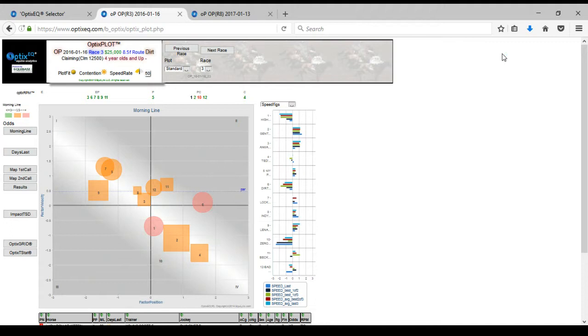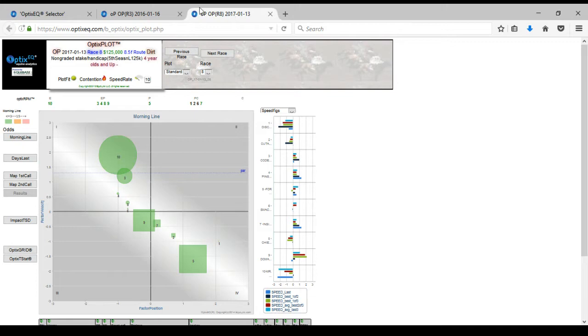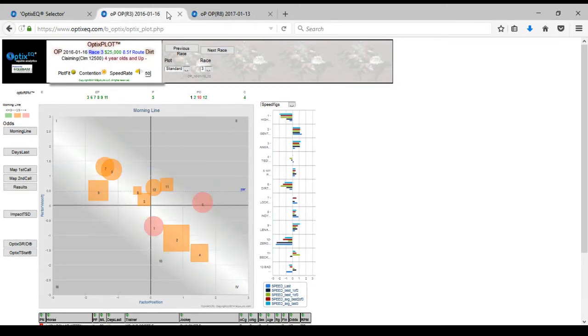I'm going to show a technique that I use when I play a track that I'm not familiar with, or going to a different circuit, just to get familiar with how the track plays using the OptixPlot and results chart. So I have pulled up here last year, this is from opening day, and the race I'm going to handicap later in a video is the 5th season stake. And we'll look at that one in depth on a later video.